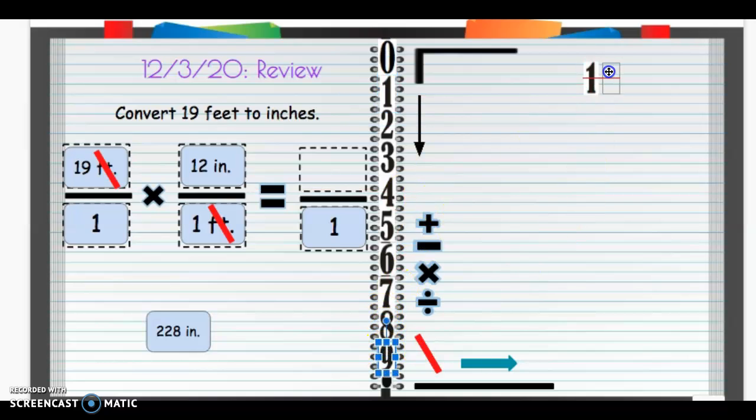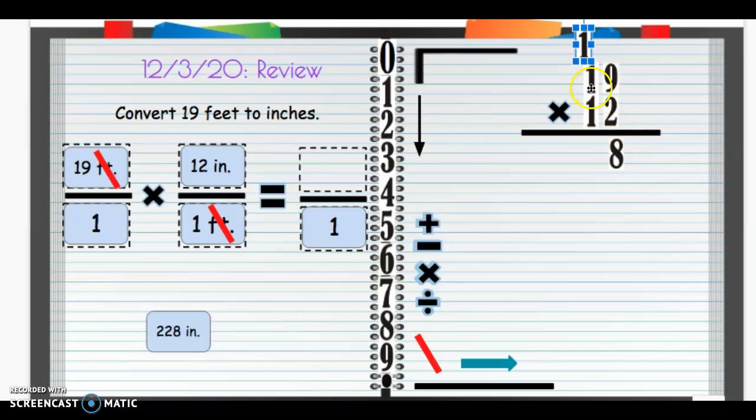19 times 12. And then you have to multiply. 2 times 9 is 18, and we're going to do this quickly because I know you're all thinking, why is she doing the work when the answer's right there? Because it's not always going to have your answer like that. You're going to have to type it in, and we need to practice our multiplication.